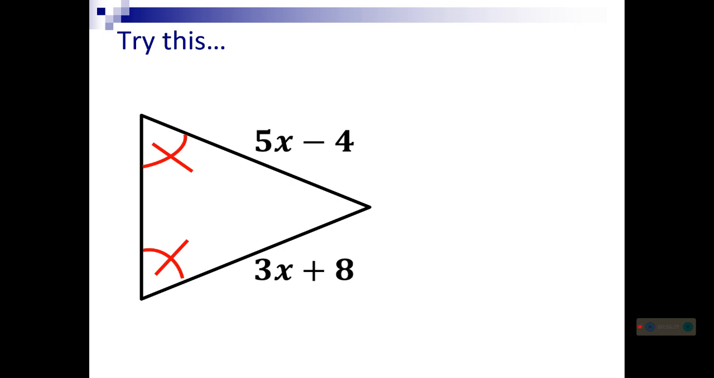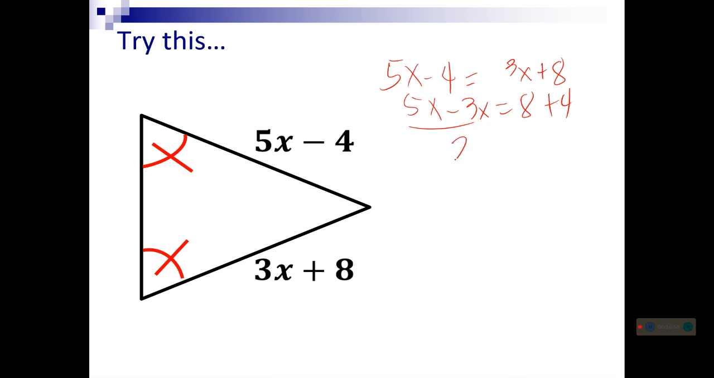How are we going to solve this? Since we are given the sides, they are also congruent. So for you to solve this, you will have here 5x minus 4 equals 3x plus 8. And then 5x minus 3x equals 8 plus 4. Then 5x minus 3x is 2x equals 8 plus 4 is 12. Divide both sides by 2. So your x now is 6.